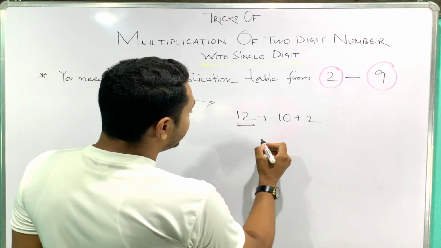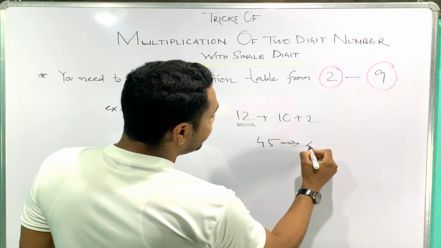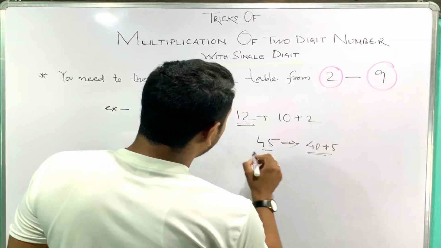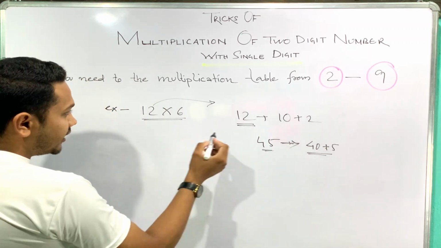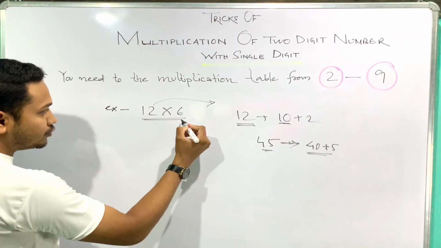If I write here like 45, then what does it mean over here? 40 plus 5, isn't it? So this is the expanded form of 45 and 12. So we need to understand these things to solve this one.